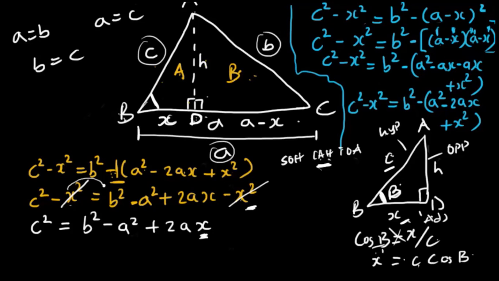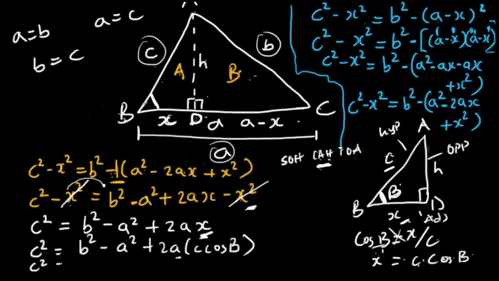Now I'm going to put this into this equation. So anywhere I see X, I call it C cos B. Does that make sense? So we'll be having C square equals B square minus A square plus 2A into brackets C cos B. Do you understand this? Now we can open this bracket, and then we'll be having C square equals B square minus A square plus 2AC cos B. And here we have one of the cosine rule, so you can understand it better.